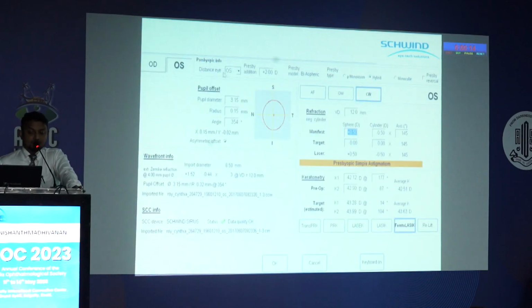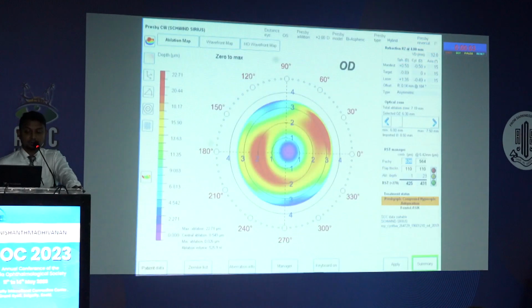And if you see the dominant eye, which is for distance, we just complete the full correction of whatever the patient is accepting. But I will show you the profile now, which also corrects for the near. So this is what the profile looks like.